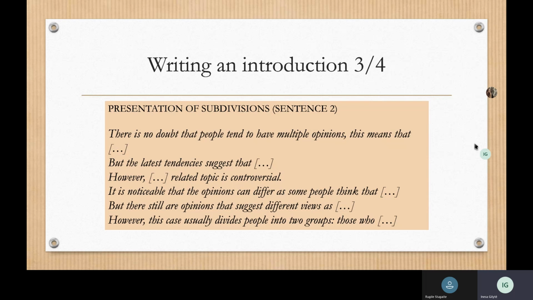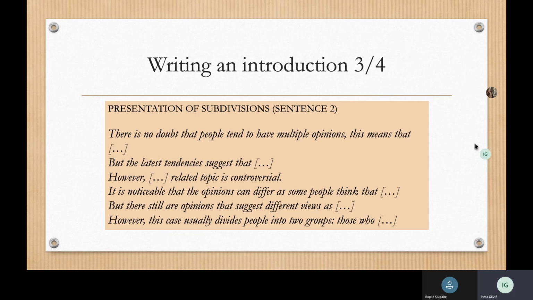Then we move to the second sentence of the introduction. And as I mentioned, it is more specific than the first sentence. So here you indicate that there are multiple opinions. As for the first example, there is no doubt that people tend to have multiple opinions. This means that, and then you state something that comes to your mind. But the latest tendencies suggest that. However, the related topic is controversial, and so on and so on.